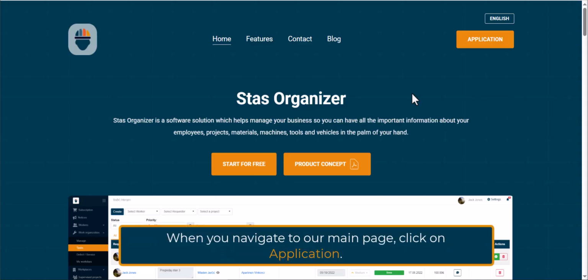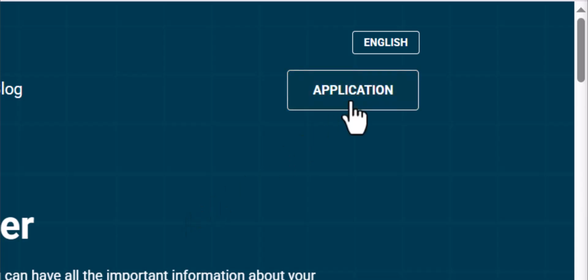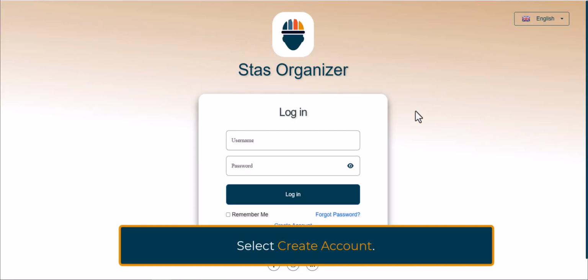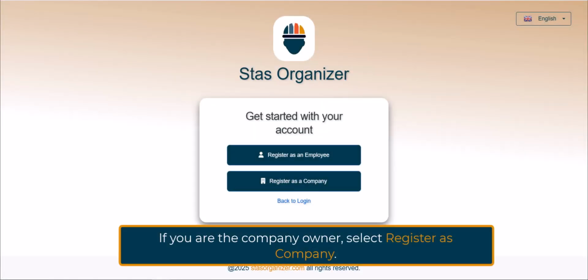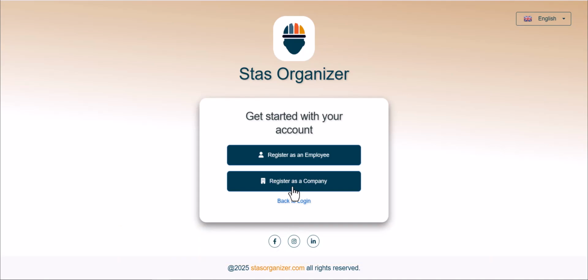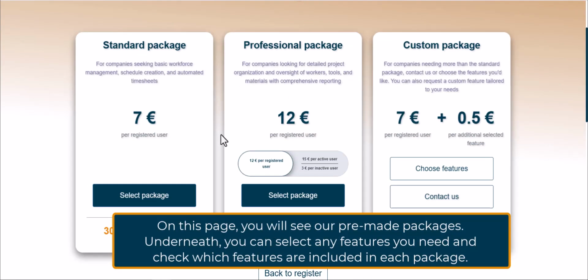When you navigate to our main page, click on Application. Select Create Account. If you are the company owner, select Register as Company. On this page, you will see our pre-made packages.